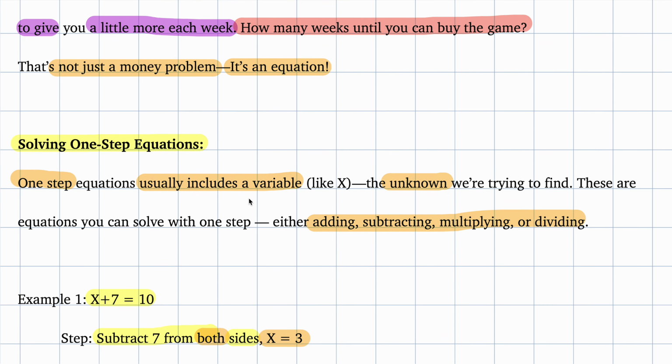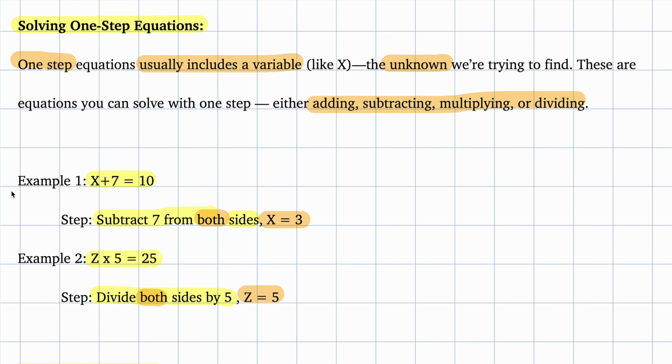Let's dive in. Solving one-step equations. One-step equations usually include a variable, like x, which is the unknown that we're trying to find. These are equations that you can solve with one step by either adding, subtracting, multiplying, or dividing. Let's take this example here.